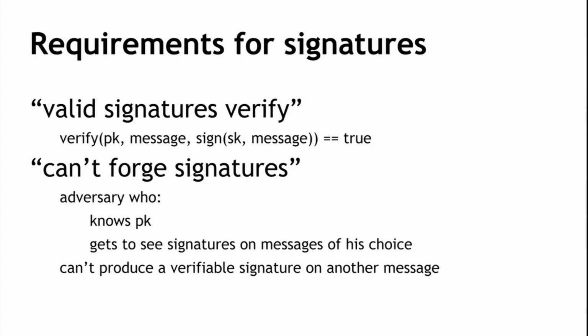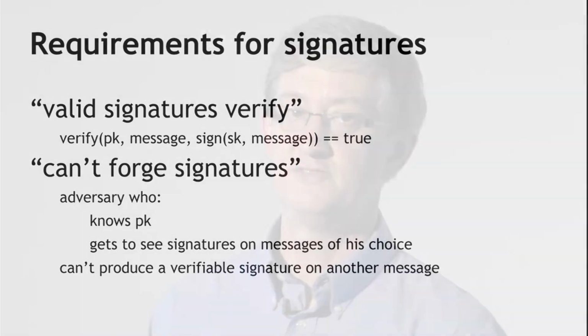But then the second thing you want is that it's impossible to forge signatures. That is, an adversary who knows your public key, who knows your verification key, and gets to see signatures on some other messages, can't forge your signature on some message that he wants to forge it on. And in order to explain this property in a little bit more detail, it's normally formulated in terms of a sort of game that we play with an adversary.